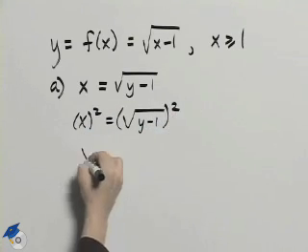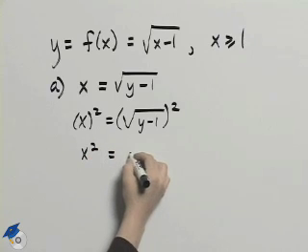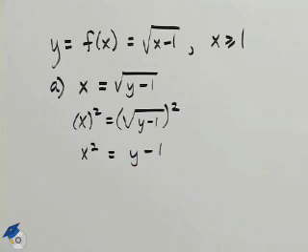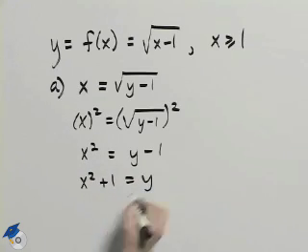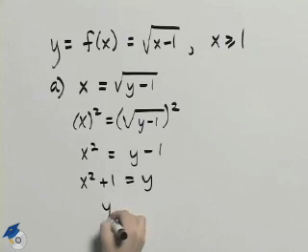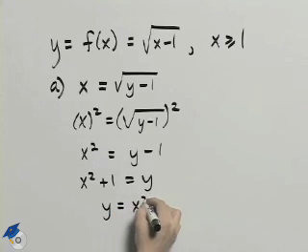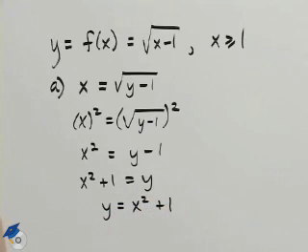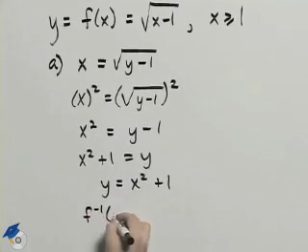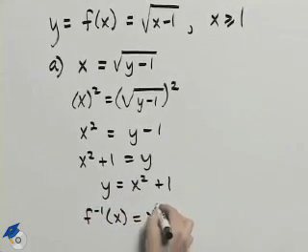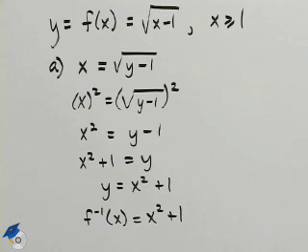When I do that, I get x squared is equal to y minus 1. Adding 1 to both sides gives us x squared plus 1 equals y. I'll rewrite this as y equals x squared plus 1. And so the inverse is x squared plus 1.